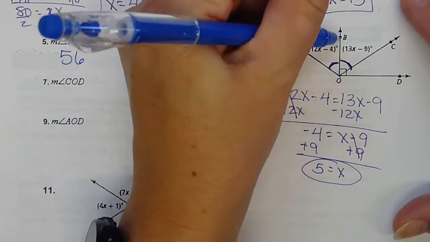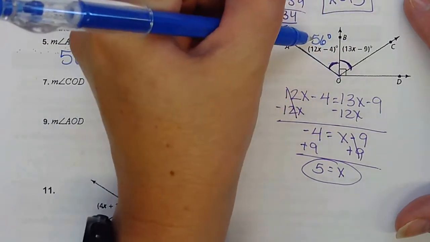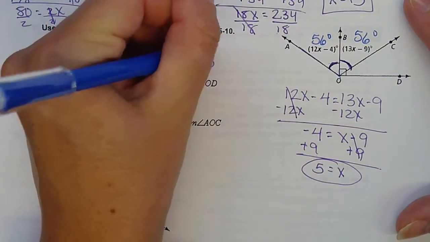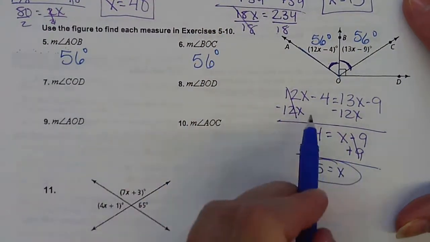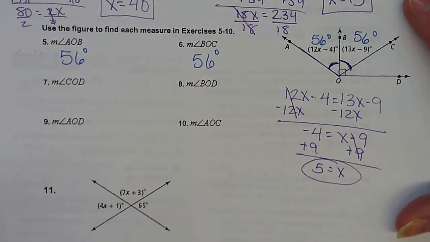Number 6 wants angle BOC. Well, because these both have the same markings, if this is 56, this is 56. That's why we set them equal to each other. So these two angles should be equal.